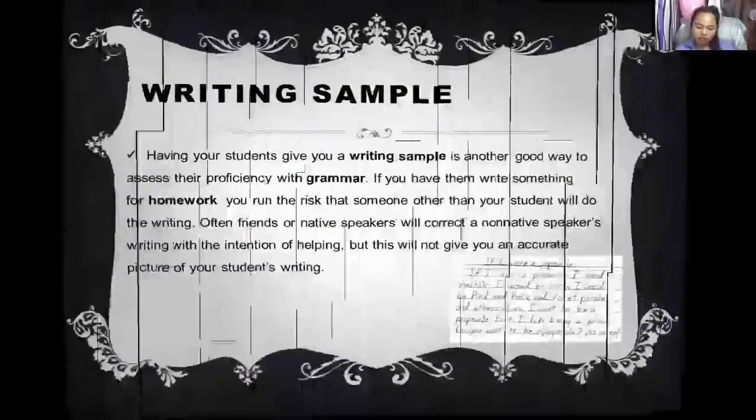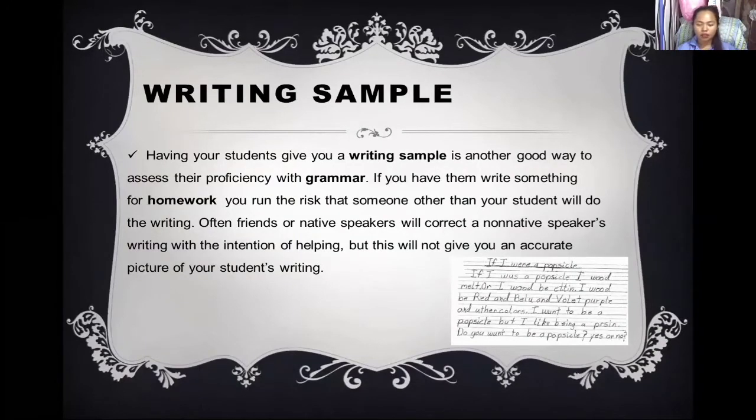Okay, and we have here writing samples. So how can writing samples help to assess the grammar skills of the students? We know that writing samples are very personal for every one of us. Why? Because writing samples include your opinion, what's at the back of your mind, and the grammar structure, how you write the words that you have. And it is also a good way to assess, as a professional teacher, the grammar proficiency of the student, whether the structure is good or bad or chaotic most of the time.